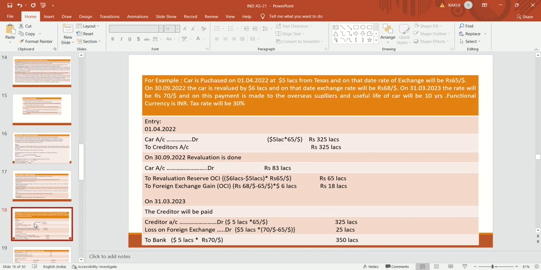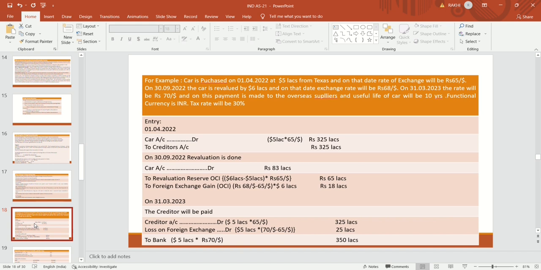That is, car account debit 83 lakhs, revaluation reserve OCI, that is 6 lakhs minus 5 lakhs into 65 per dollar, which is recognized earlier. And there is also a foreign exchange gain. This is to be given to the foreign exchange reserve, and the gain of foreign exchange is 68 minus 65. Whatever the differential amount in 6 lakhs is to be charged to foreign exchange gain and loss. That is, there is a gain of 18 lakhs.